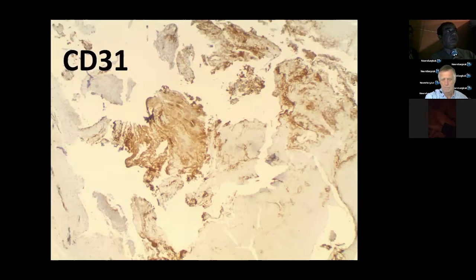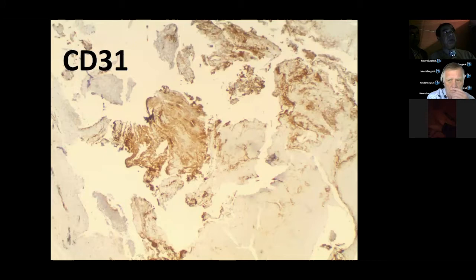Next. This is CD31. We use CD31, an endothelial cell marker. I mentioned before that we have major endothelial markers, CD31, CD34, and factor 8. We use them to delineate the vascular spaces. You can see there are some endothelial cells in this vascular space. Some of them will be detached because of the dilated wall, and some of them probably do not have lining, this fibrous capsule, because of the dilatation.